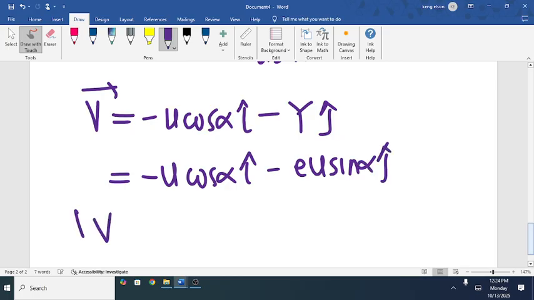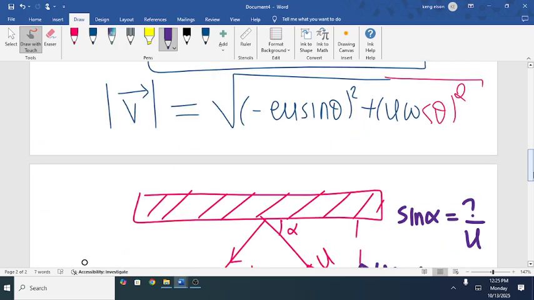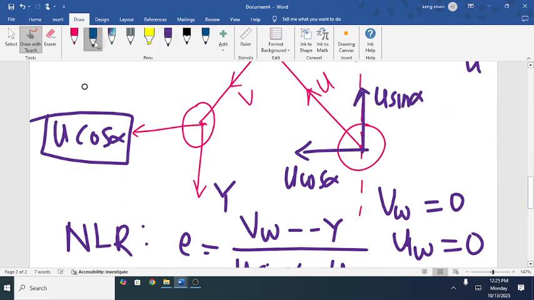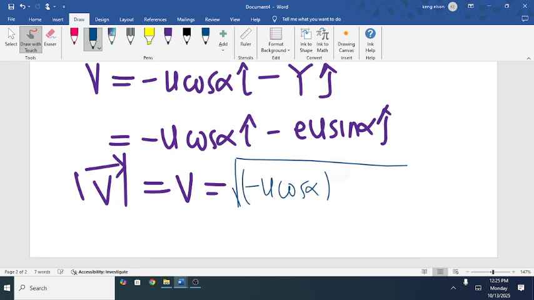If I ask you to find the speed, the speed which is actually this v that I wrote here, here's the speed. This is my speed. So the speed will be equal to the magnitude of the velocity, which is going to give us the square root of negative u cos alpha all squared plus negative e u sine alpha all squared. You get your answer.